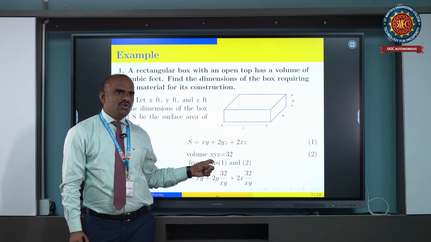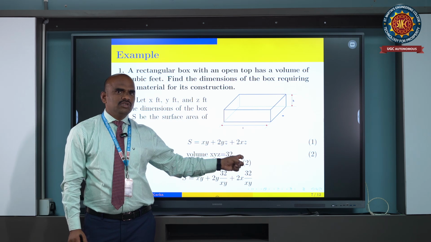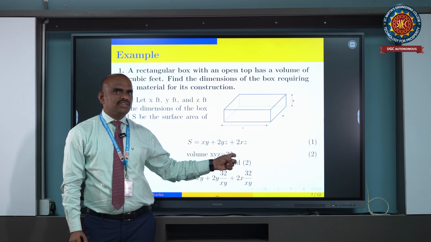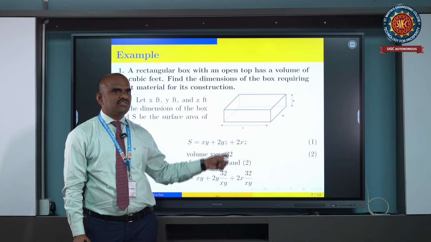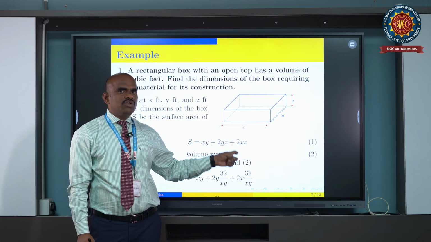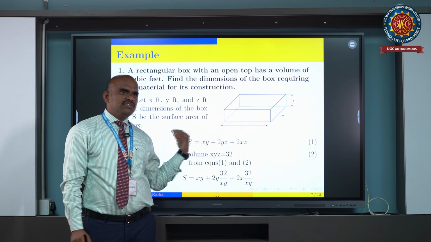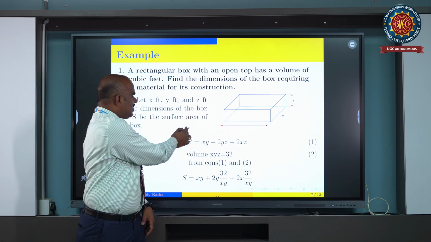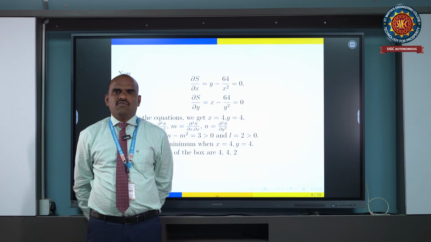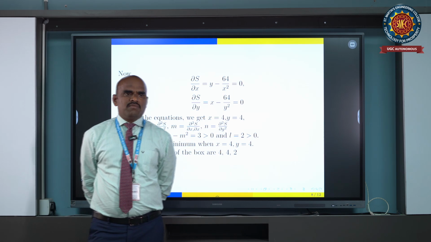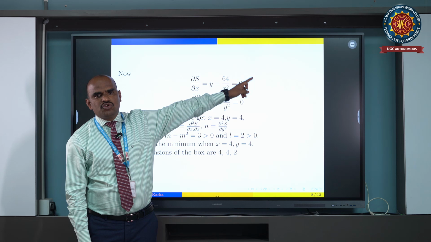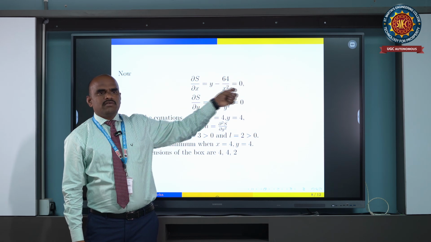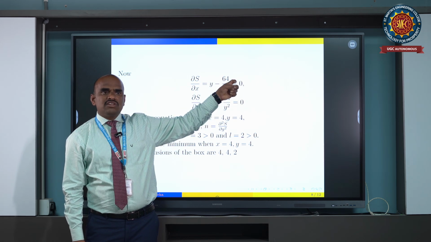Using equation 2, xyz is equal to 32. So from this equation we can get z as 32 by xy. We can substitute this z value from equation 2 into equation 1. Then we can get the surface equation in terms of two variables x, y. Then we can find the partial differentiation of S with respect to x, y, and equate these to 0. Then we can get the values of x, y that are called stationary points.